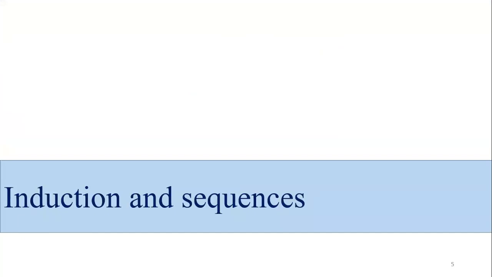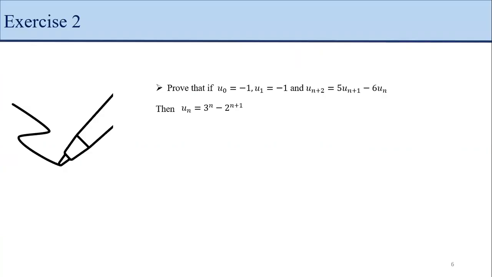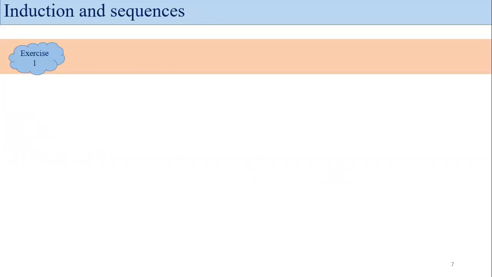The next exercise is an application of the induction rule in sequences. In exercise 2, we are given a recurrence formula with u0 and u1. Then we are asked to show that un as a general rule is equal to 3 to the power of n minus 2 to the power of n plus 1. So no matter the problem, the steps in using induction are the same.